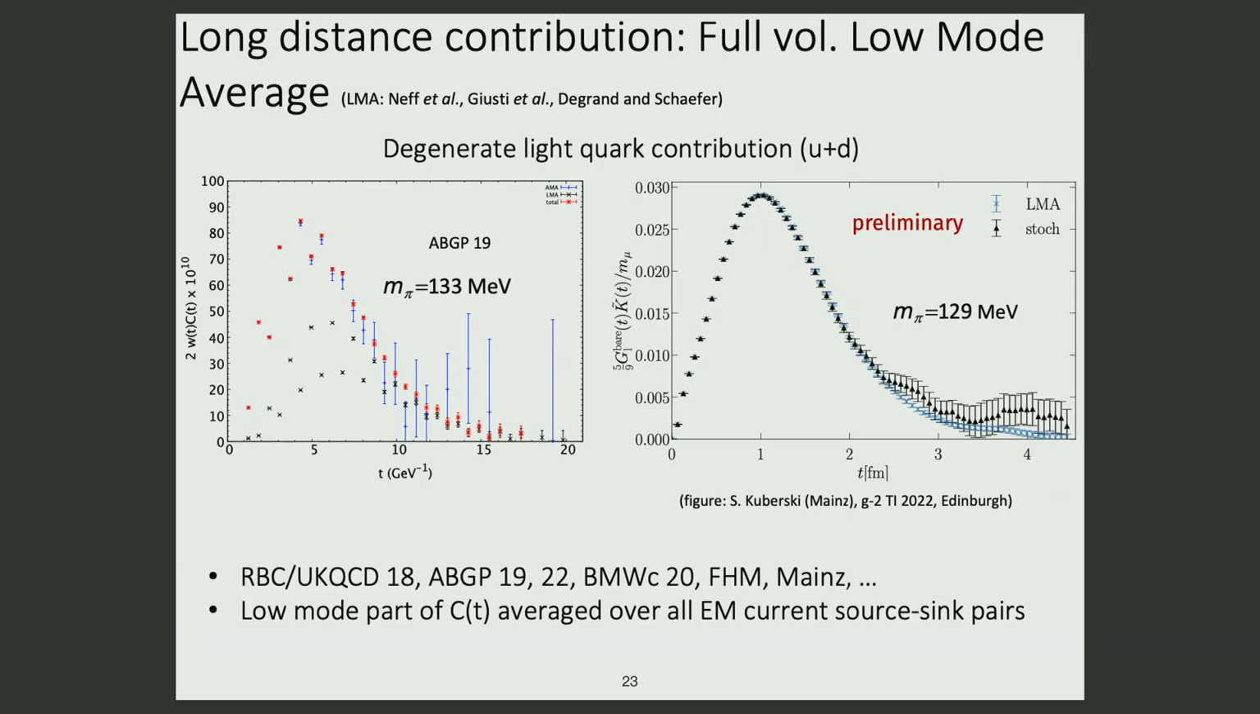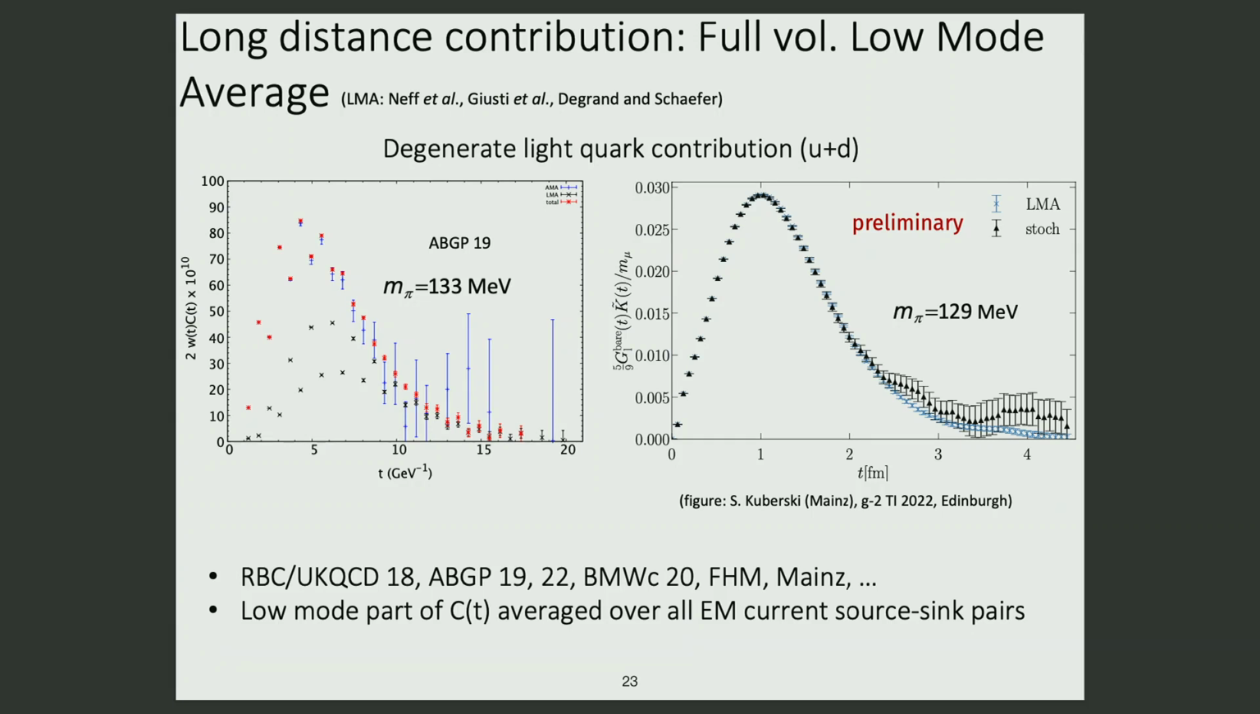So if you like, we do a volume average on the source and a volume average on the sink. And that improves your statistics on each configuration dramatically. And because the 2-pion state dominates the long distance tail, those low modes actually saturate most of the contribution. So it's very effective in handling at least part of the long distance contribution. And these are just 2 examples of how things improve when you do a low mode average.